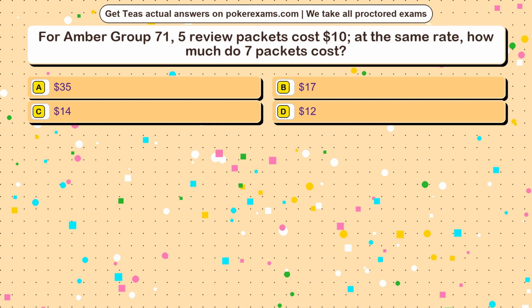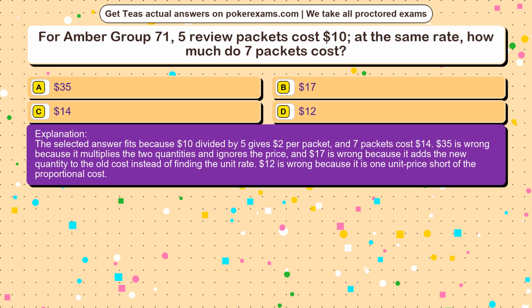The correct answer is option. The selected answer fits because $10 divided by 5 gives $2 per packet, and 7 packets cost $14. $35 is wrong because it multiplies the two quantities and ignores the price, and $17 is wrong because it adds the new quantity to the old cost instead of finding the unit rate. $12 is wrong because it is 1 unit price short of the proportional cost.